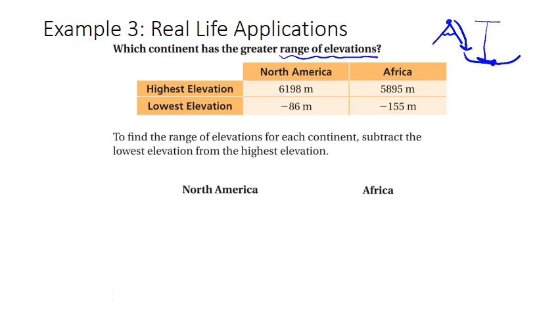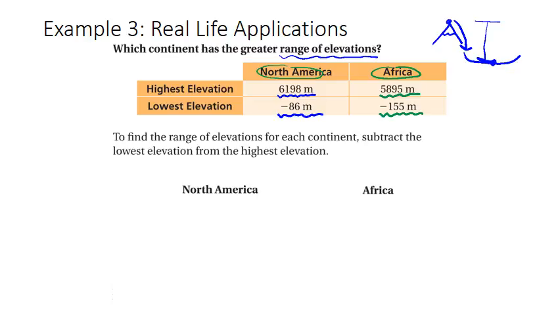So the highest elevation in North America is going to be at 6,198 meters, and the lowest elevation in North America is actually at negative 86 meters. Then in Africa, we can say, okay, we have the highest point being at 5,895 meters, and we can have our lowest elevation at negative 155 meters. So now we want to look at this and figure out which one of these 2 continents, North America or Africa, has the greatest range of elevations.